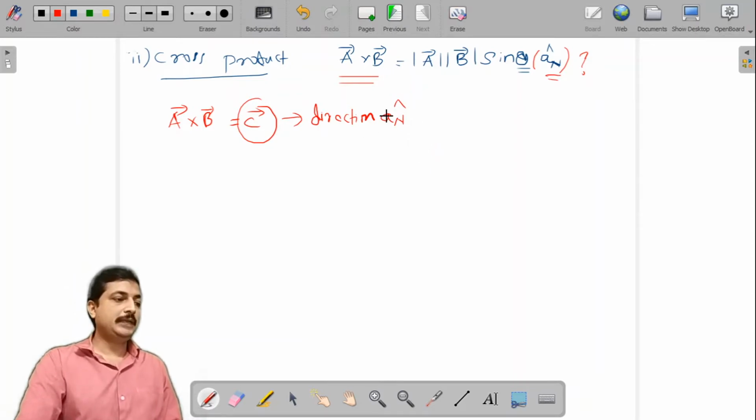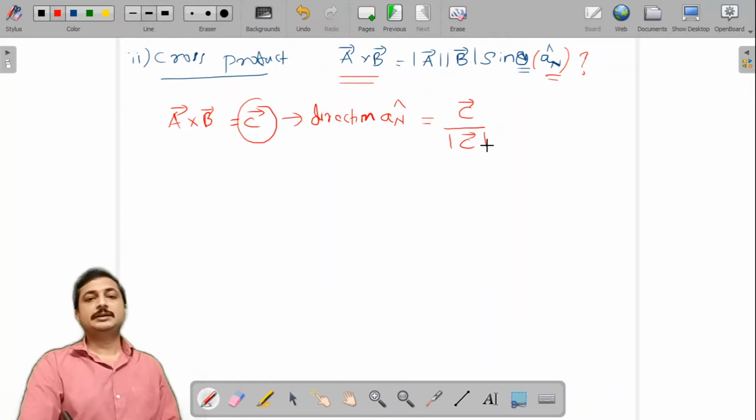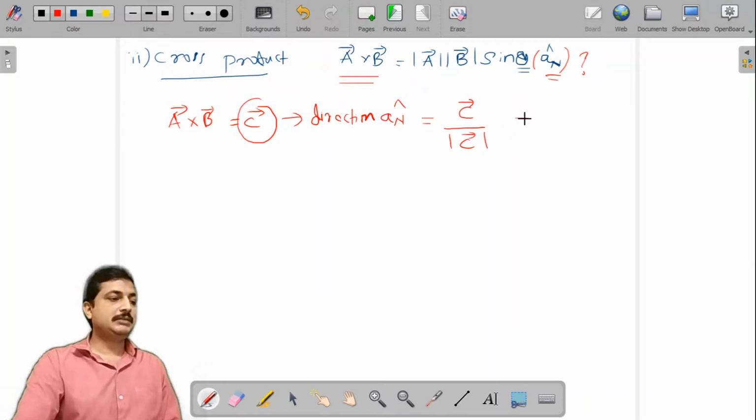So how to write the n vector? An n vector is nothing but that vector divided by the magnitude of that vector. Agree? Now what is the C vector? The C vector is nothing but the A cross B vector. So A cross B vector divided by the magnitude of that vector. So that vector is again the same A cross B.